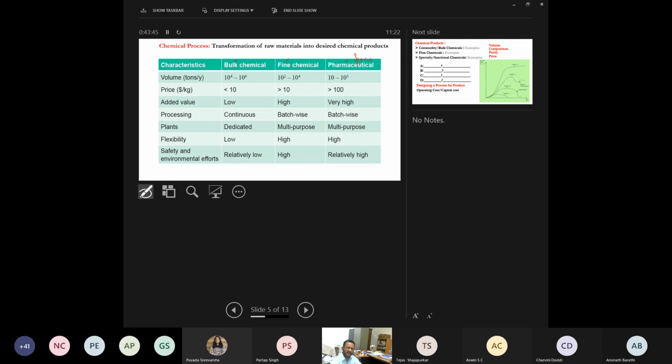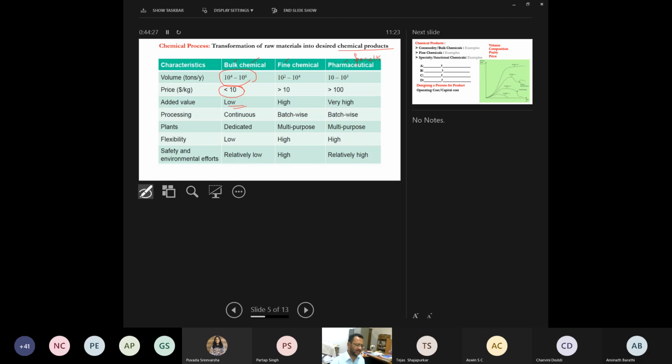Sometimes you cannot differentiate whether it is a bulk chemical or a fine chemical, so this classification is arbitrary, but it is a general classification with respect to products. If the quantity of chemical produced is in the order of magnitude of 10^4 to 10^6 tons per year, then you can say they are bulk chemicals. Since they are produced in bulk, the cost of the product will be on the lower side, but it doesn't have any value added.